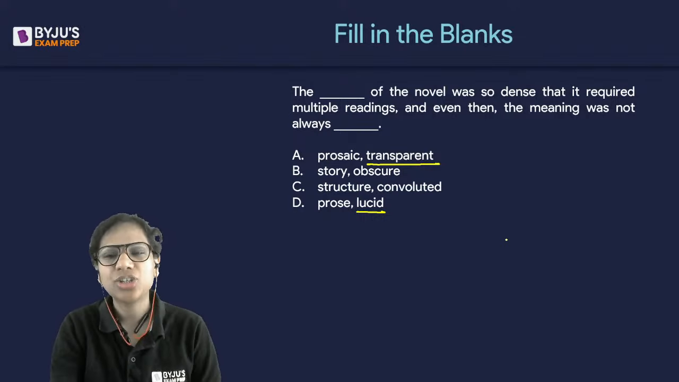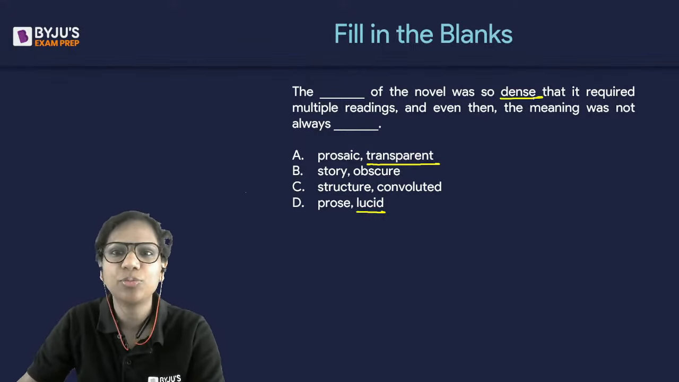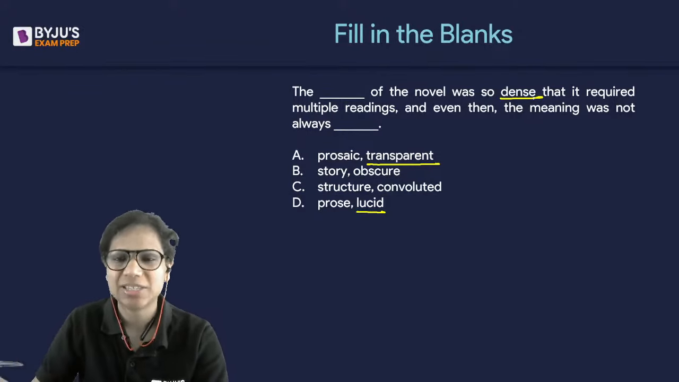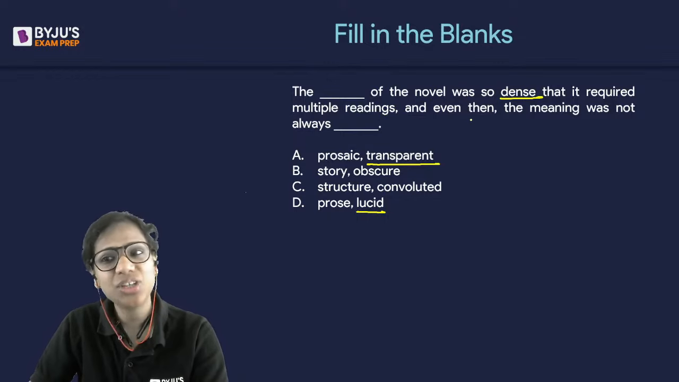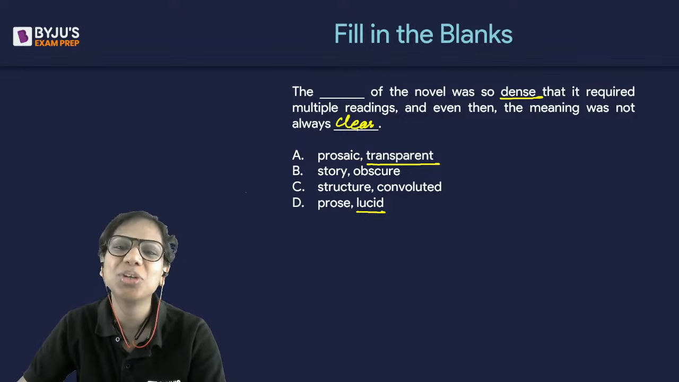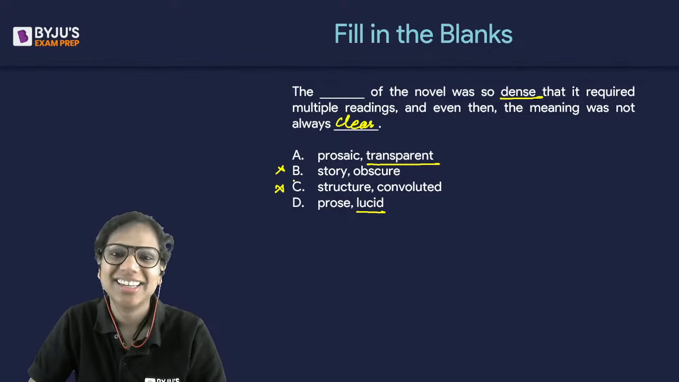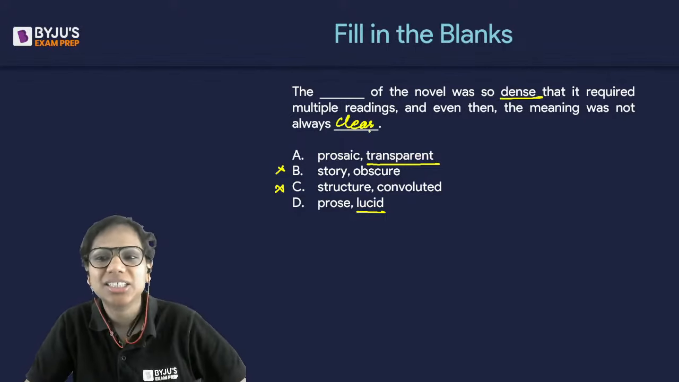Okay, so the dash of the novel was so dense. When something is dense, that means there's a lot of information, a lot of details packed in a short space. That is what makes it dense. The dash of the novel was so dense that it required multiple readings, and even then, the meaning was not always dash. Okay, so even then, the meaning was not always clear. Clearly, I am looking for the word clear here, isn't it? So B and C cannot be the answers. In the second blank, I am looking for the word clear.